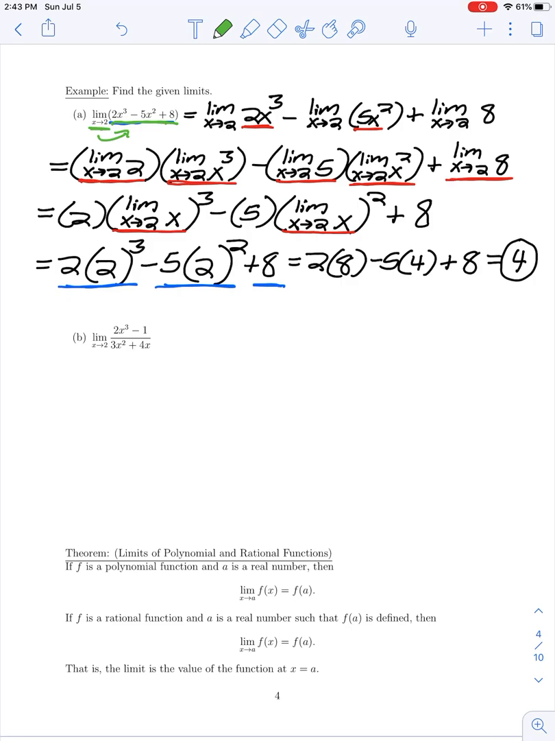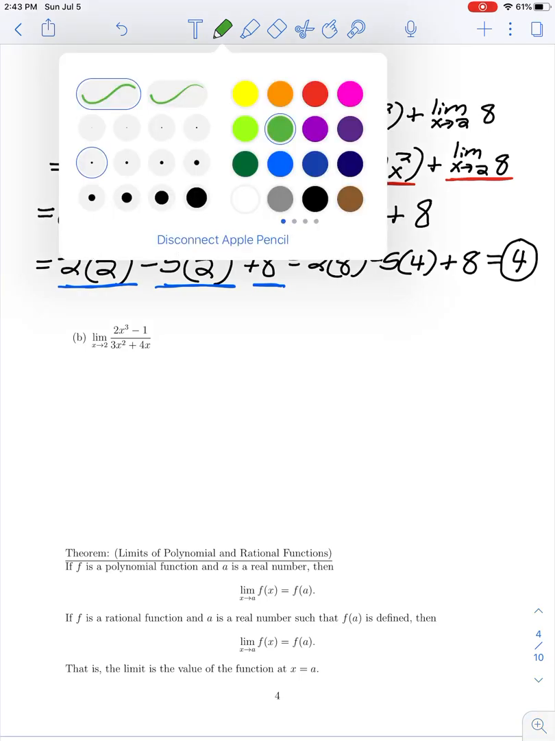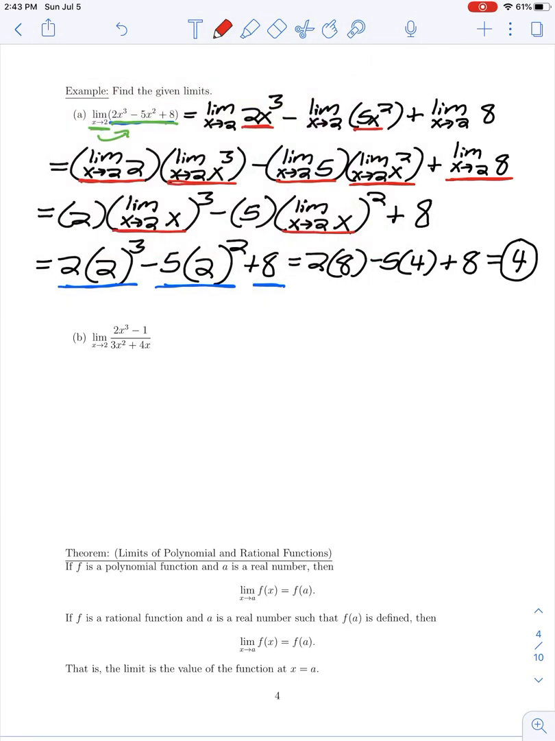So here, since we could make use of those same properties for any polynomial function, we arrive at the following result. Looking at our theorem below, here we have a result for the limit of a polynomial function, which says if f is a polynomial function and a is some real number, then the limit as x approaches a of that polynomial is equal to f of a. That is the value of our polynomial at x equals a.